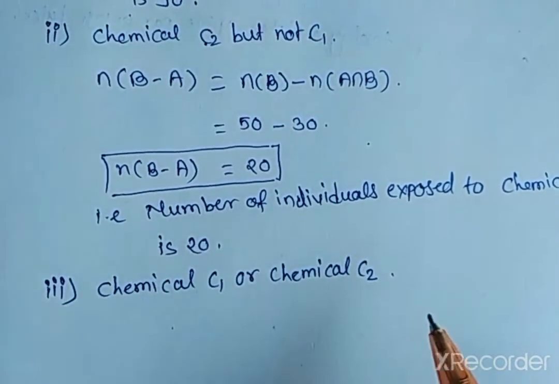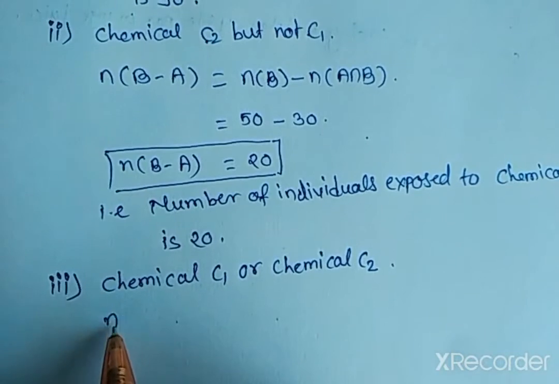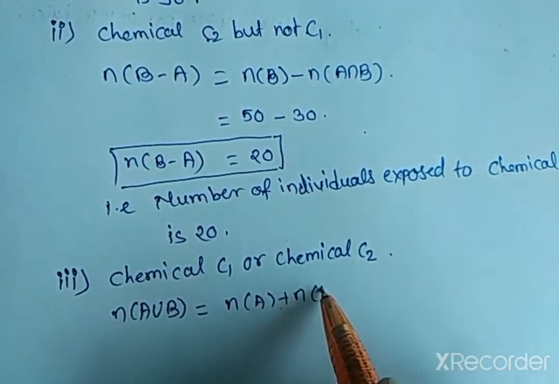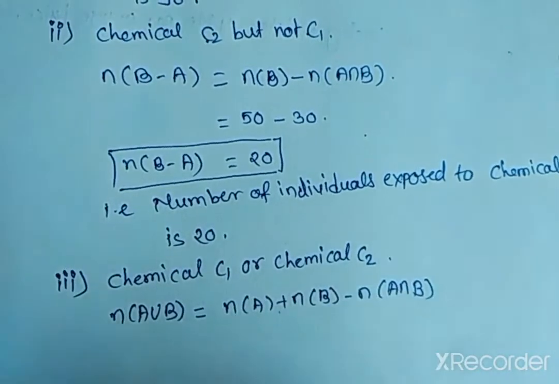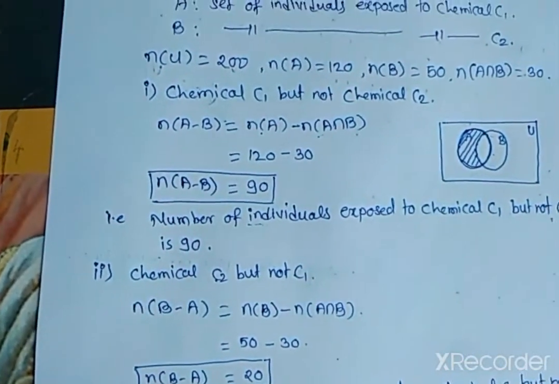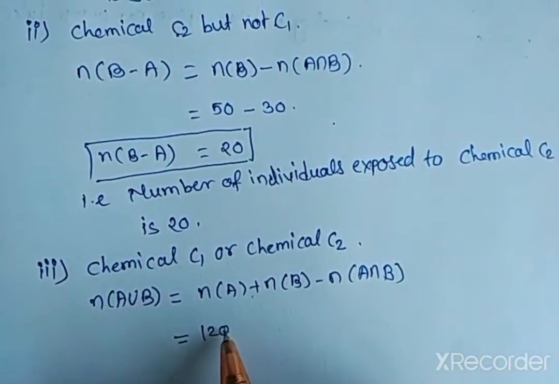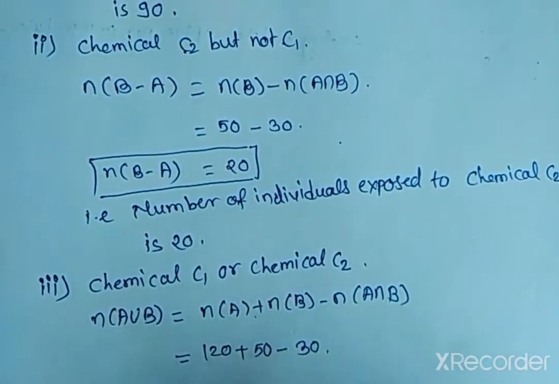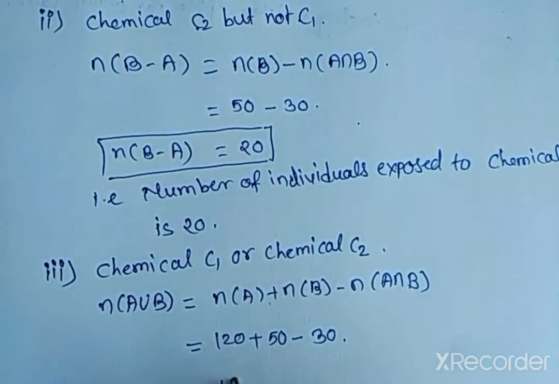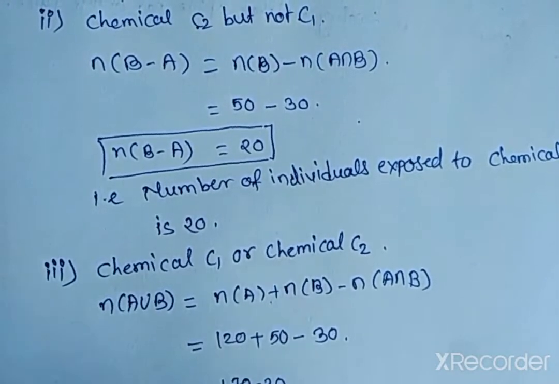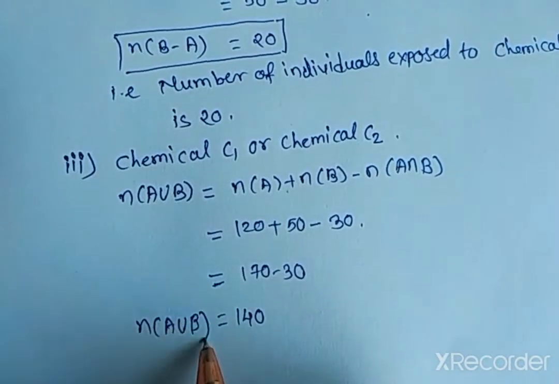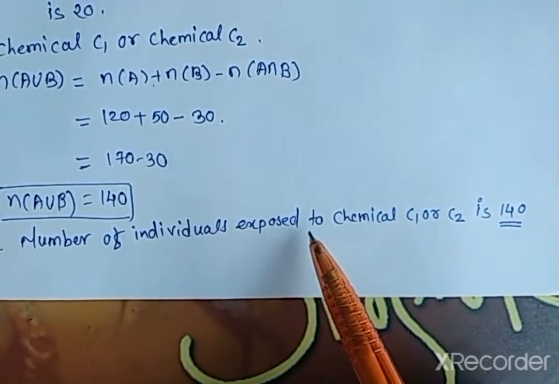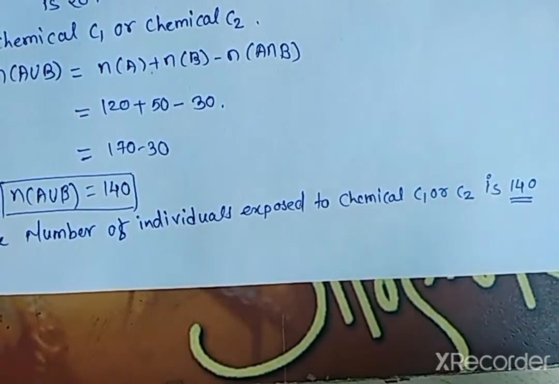Now third is chemical C1 or chemical C2, that is we have to find N of A union B, which is N of A union B. The formula is N of A plus N of B minus N of A intersection B. So here N of A is given as 120 plus N of B is 50 minus N of A intersection B is 30. Okay, so the required answer is 170 minus 30, which is equal to 140. So N of A union B is equal to 140. That is, the number of individuals exposed to chemical C1 or C2 is 140.